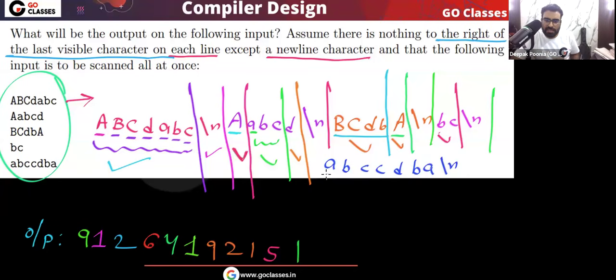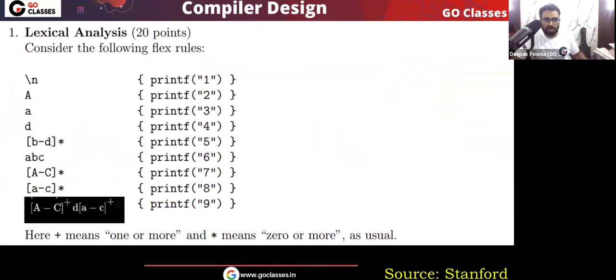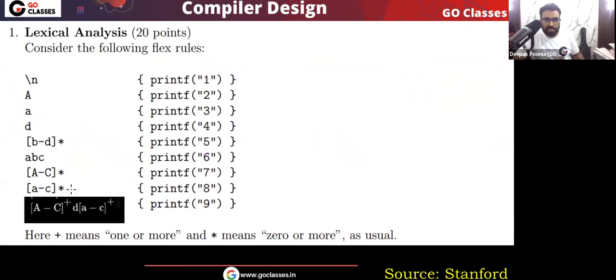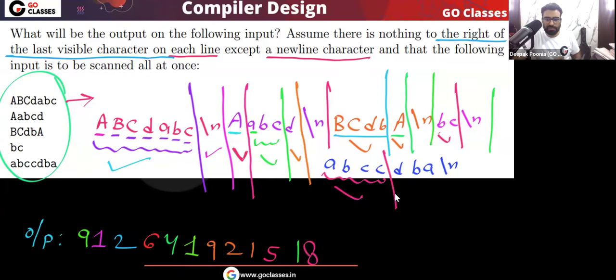Then there is small abccd. Small abcc. So who is matching? Small abc, this is not matching. Small abcc, yes, this is matching. So for small abcc till here, who is matching? Token 8 I will print.